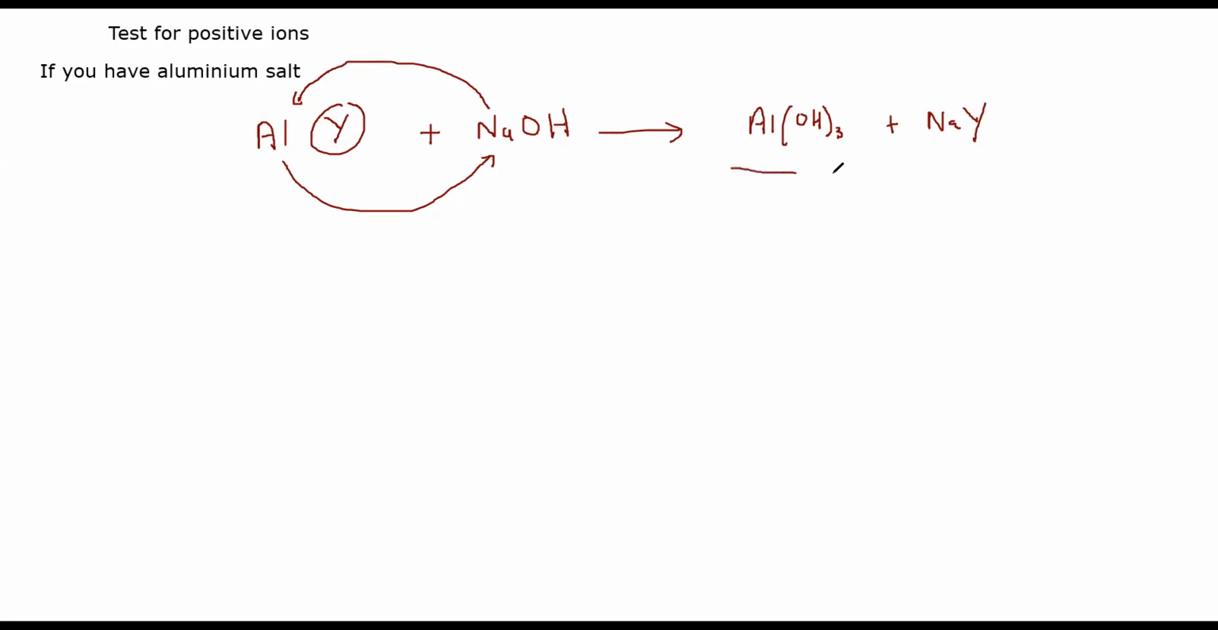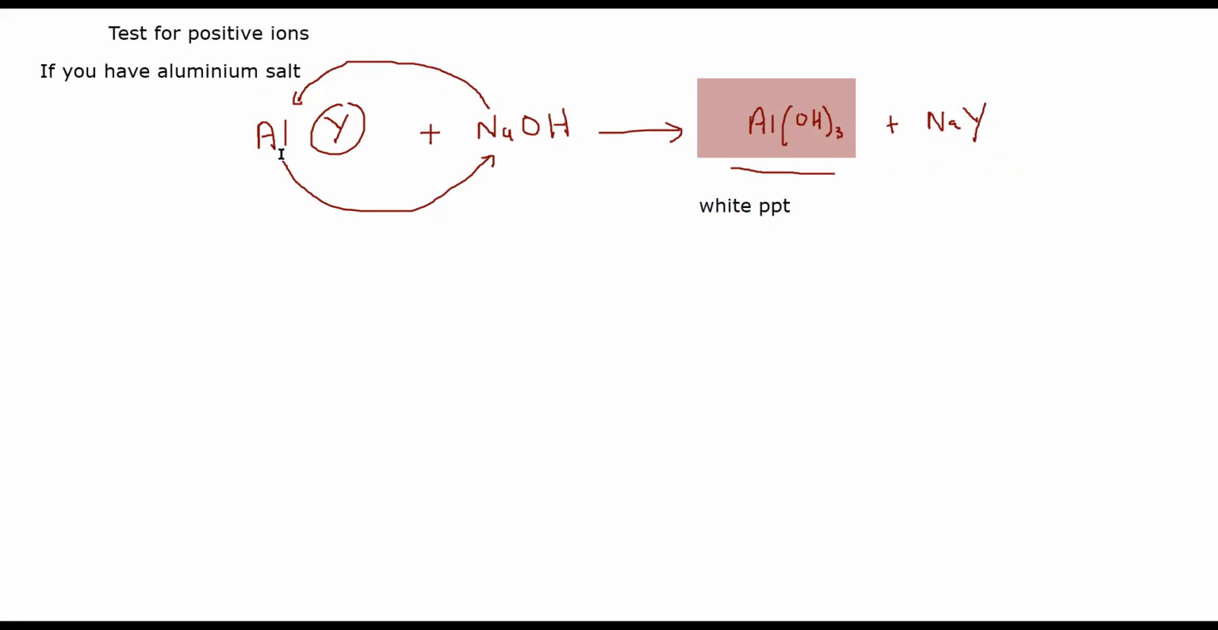It will result in a formation of aluminum hydroxide and sodium, and that other substance is there, Y. What is this aluminum hydroxide? What is the appearance of this aluminum hydroxide? This aluminum hydroxide is a white solid. So if it's a white solid, you can say you will observe white PPT, or white precipitate.